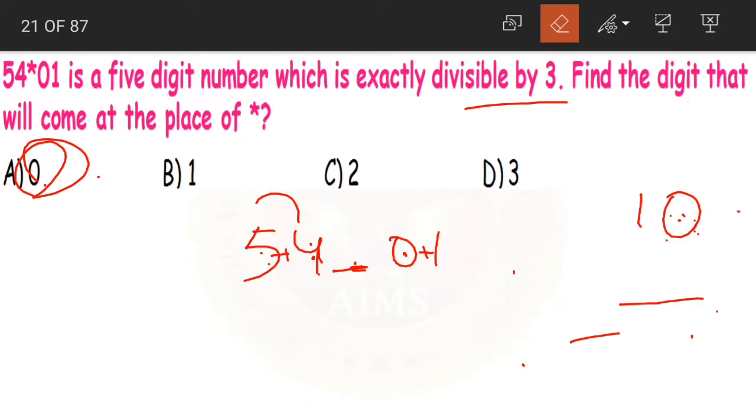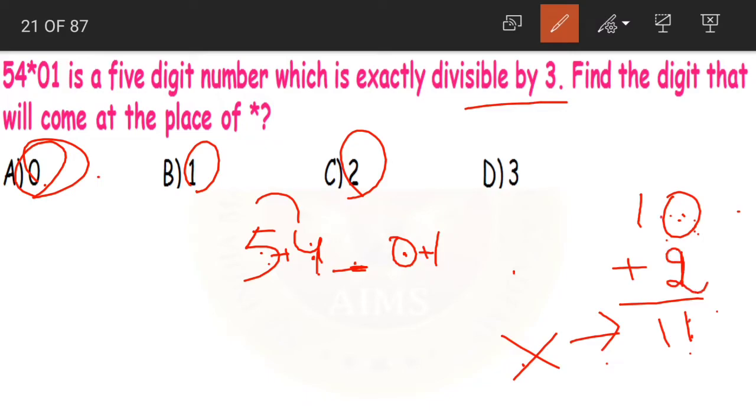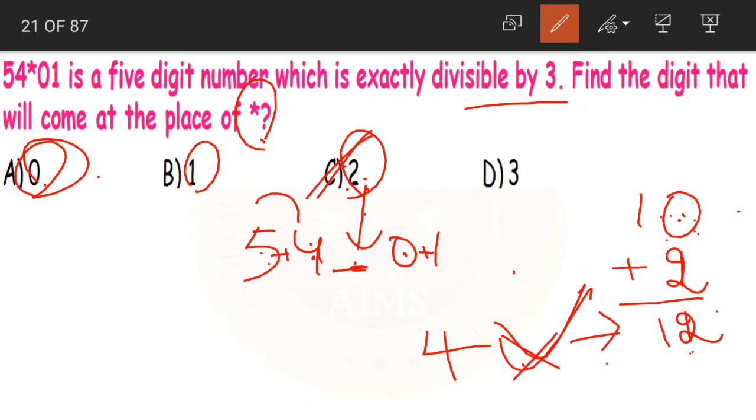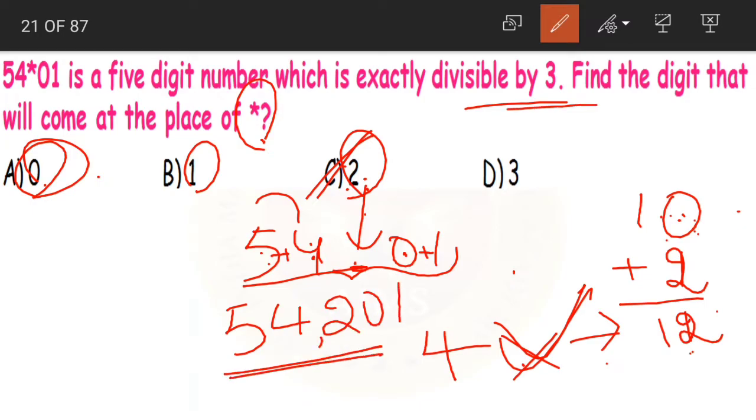So, moving on to the next number, that is 1. When we add 1 to 10, it becomes 11. Does 11 come in the 3 table? No. Moving on to the next number, that is 2. 10 plus 2 becomes 12. Does 12 come in the 3 table? Yes, we know that 3 fours are 12. So, when we place 2 in place of this star, the resulting number, 54,201, will be exactly divisible by 3. Clear, children?